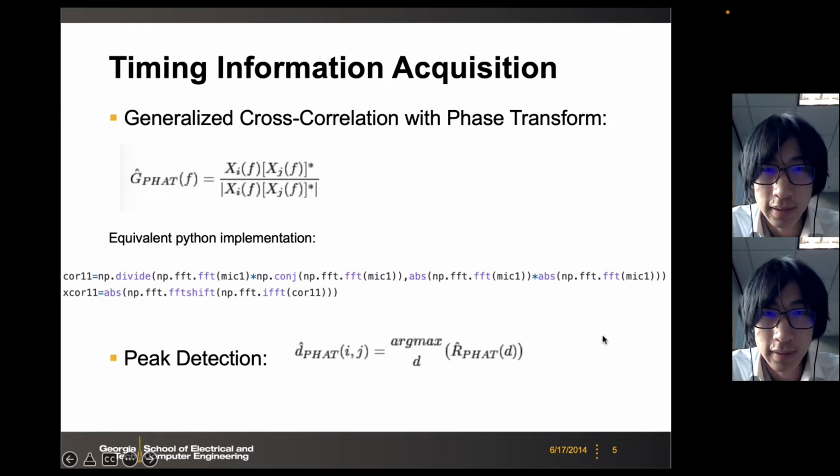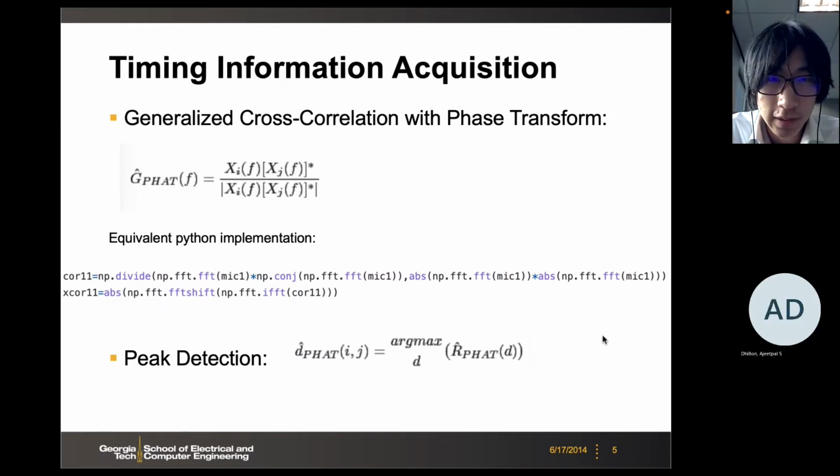As for the algorithm behind this project, for any localization problem, we will have 2 steps. The first step is called timing information acquisition, and the second step is using the timing information to convert it into distance information and use that to perform multilateration to locate the source. For the first step, we will use generalized cross correlation with phase transform. The phase transform is basically a weighting factor put before the ordinary cross correlation, which has the effect of heightening the peak and lowering the measurement error.